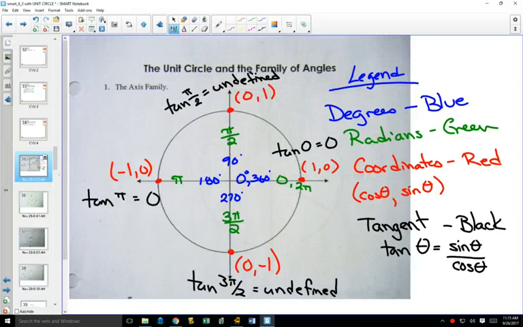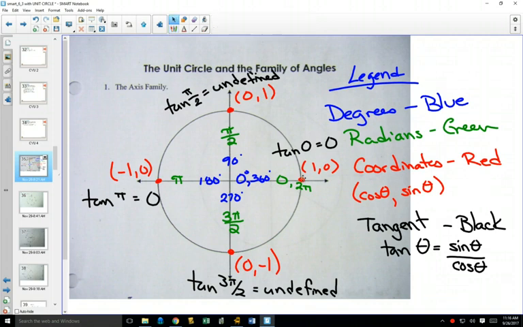So we'll get undefined again. This is our axes family. So now we can do sine, cos, and tan of any of those angles, radians or degrees, without our calculator, because we just have to think of those points on the unit circle. And those points were easy to label because we knew our radius was 1, and it started at the center of that circle at 0, 0.